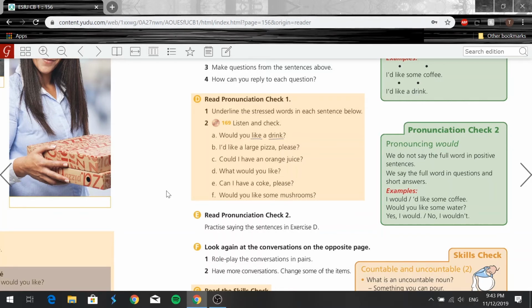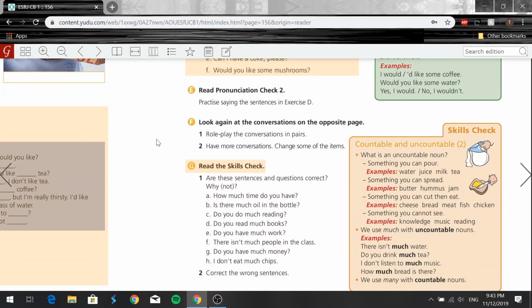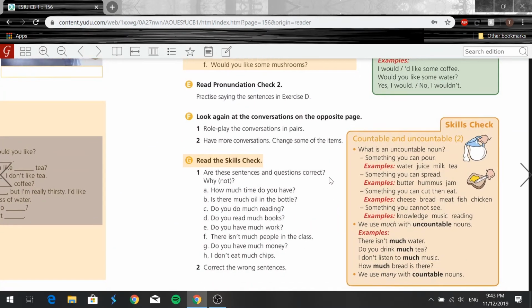Could I have an orange juice? What would you like? A question. Can I have a Coke, please? Would you like some mushrooms? Okay? Now, let's go to skills check here.